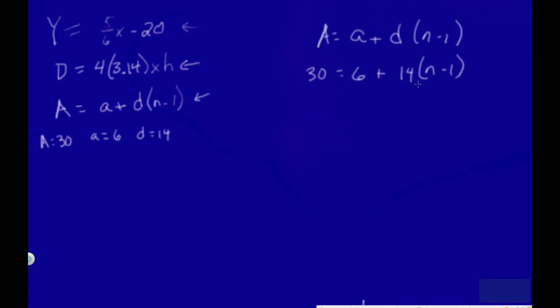Now what we first want to do is isolate this out first. So we end up with 30 equals 6 plus 14n minus 14. That's because we're distributing the 14, multiplying it by n, and the 14 multiplying the minus 1. So at that point, I can combine these two terms here, the 6 and the minus 14, and 6 minus 14 is going to be minus 8. So this will be 14n minus 8 equals 30.